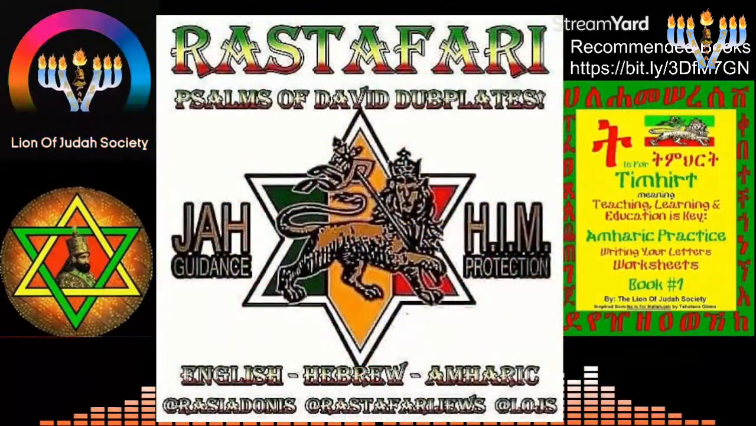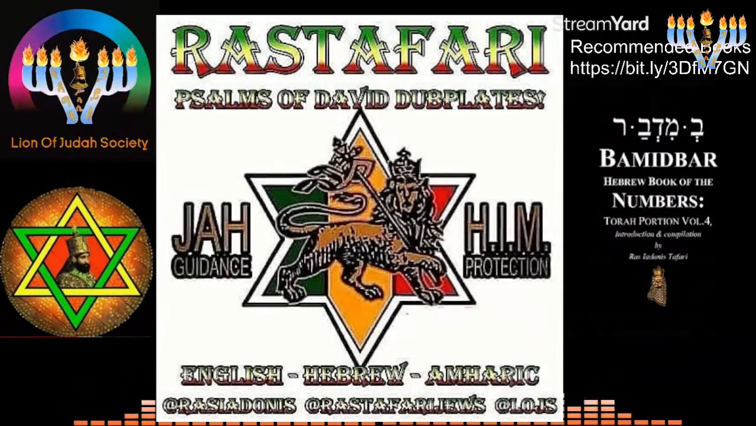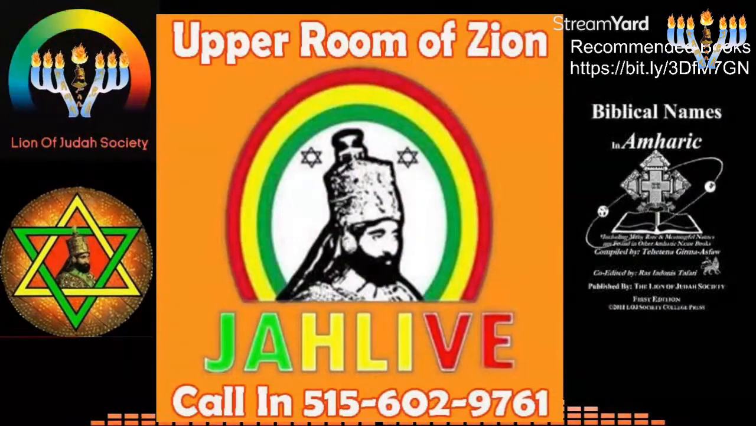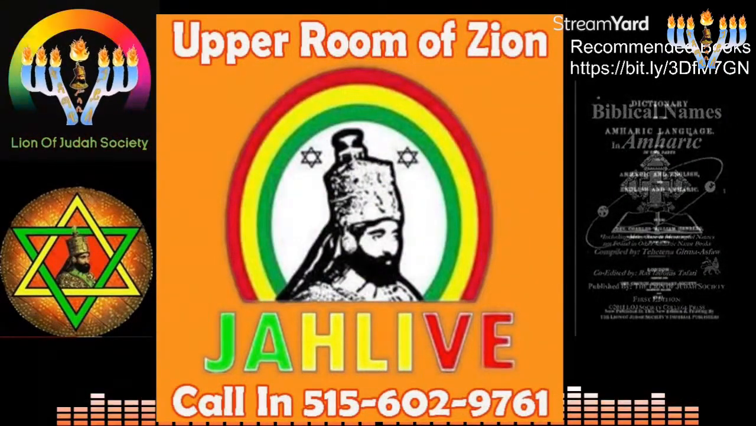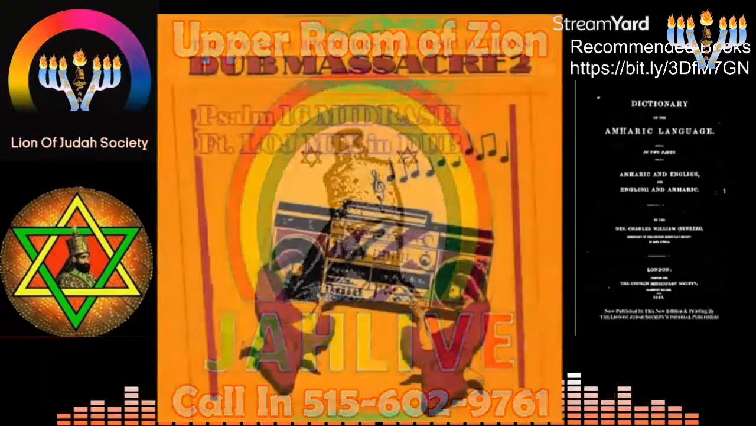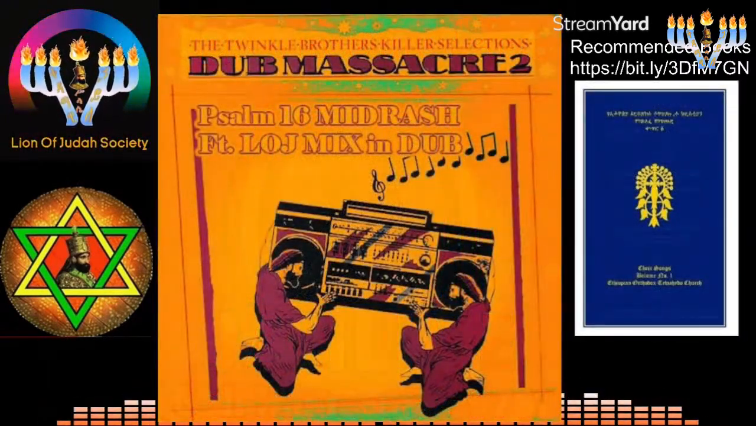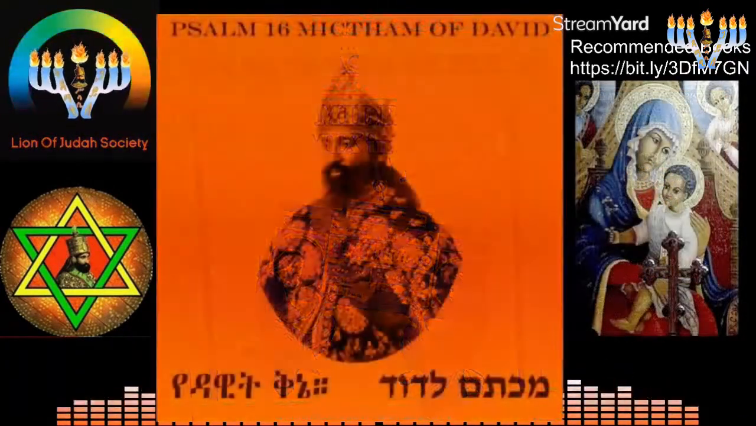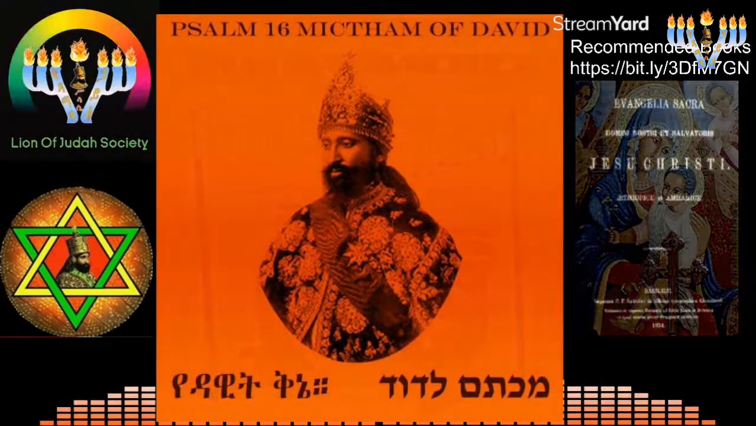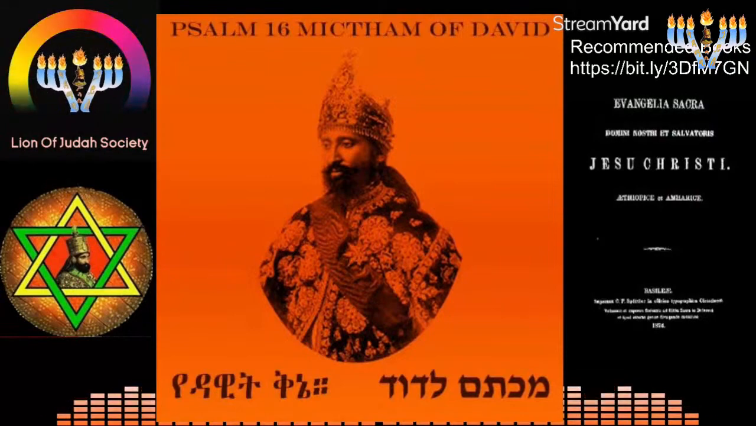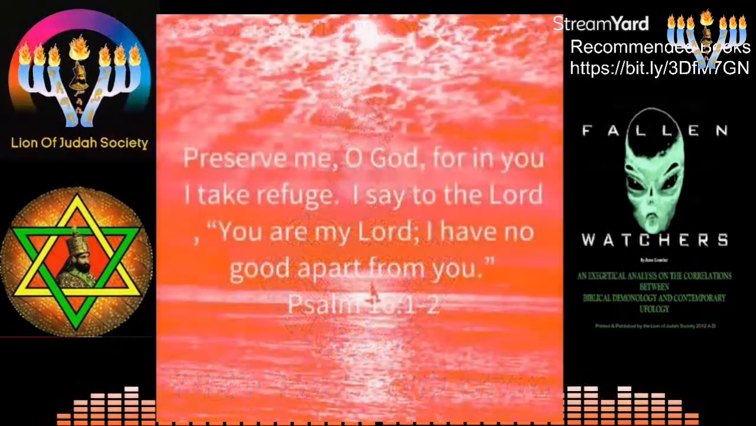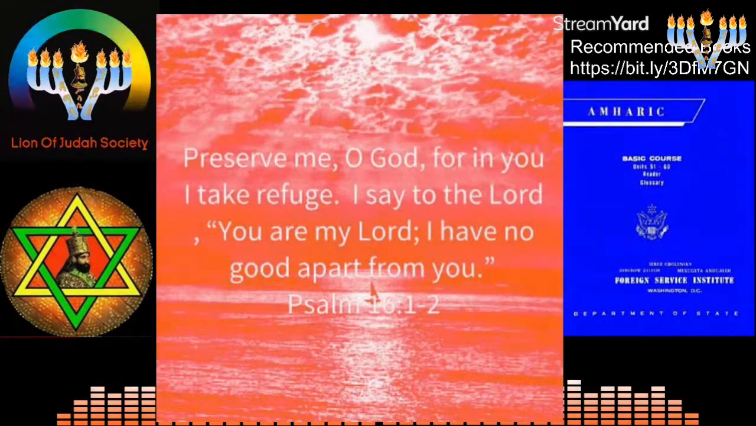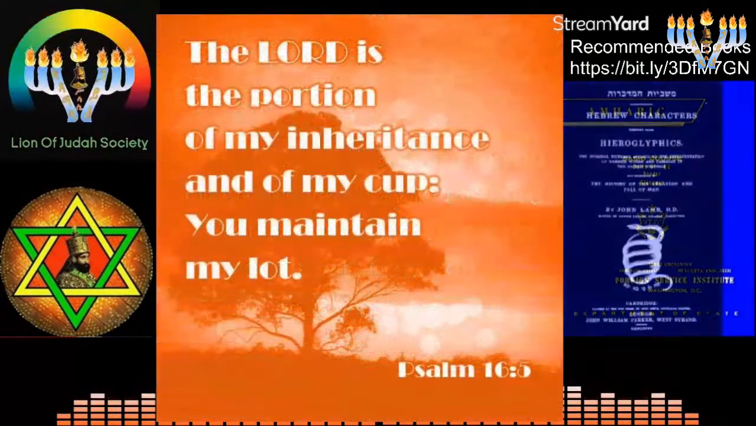O my soul, thou hast said unto the Lord, thou art my Lord. My goodness extendeth not to thee, but to the saints that are in the earth, and to the excellent in whom is all my delight. Their sorrow shall be multiplied that hasten after another God. Their drink offerings of blood will I not offer, nor take up their names into my lips.